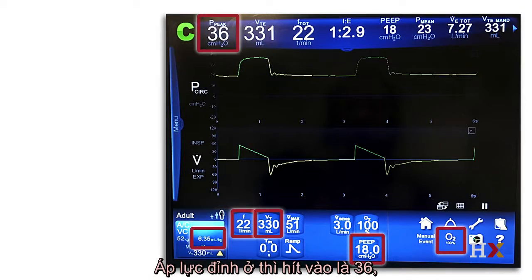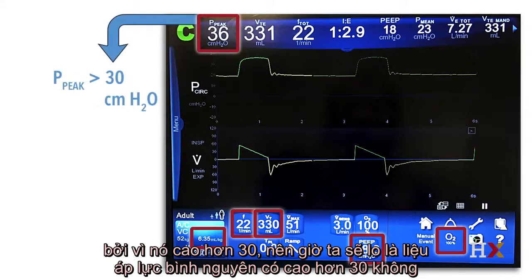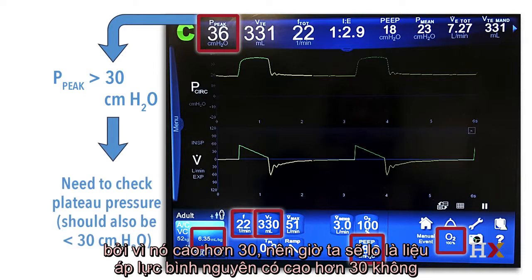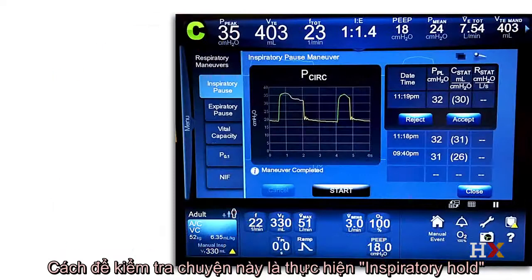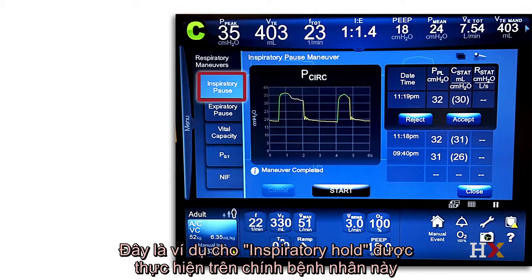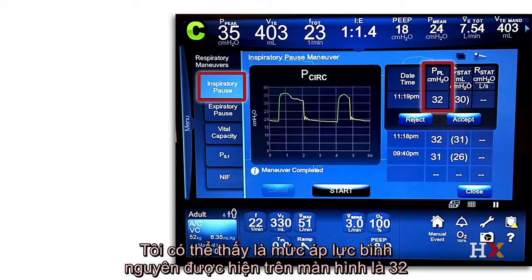The peak pressure here is 36. Because that's higher than 30, we now have to be concerned that perhaps the plateau pressure is also higher than 30. The way to do this is to perform an inspiratory hold. Here's an example of the inspiratory hold being performed on this very patient. We can see here that the plateau pressure, which is provided here on this inset screen, is 32.